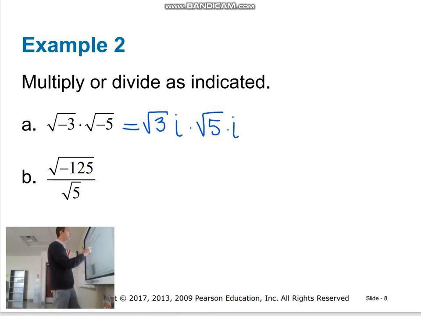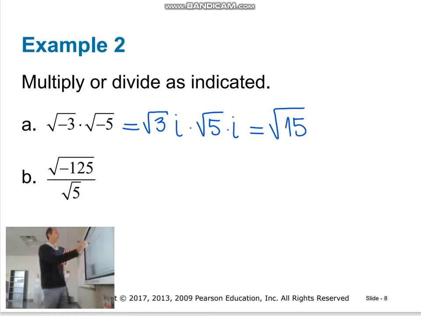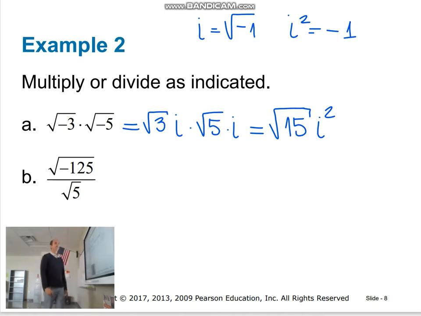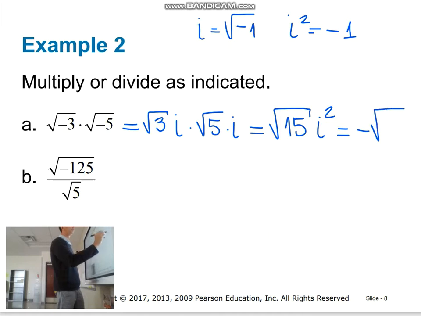And then we can multiply square root of 3 times square root of 5, square root of 15. And i times i. We can say this is i squared. We can represent it like this. But what is i squared? We know that i equals square root of -1. If we square this, i squared equals what? -1. That means this is equal to negative square root of 15.